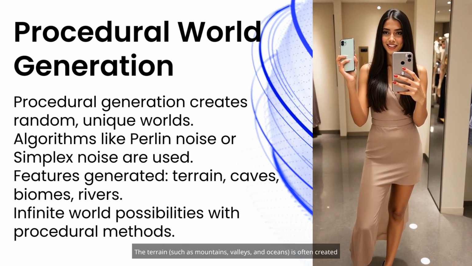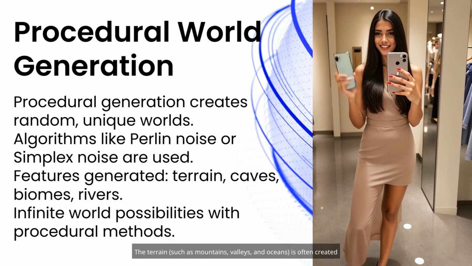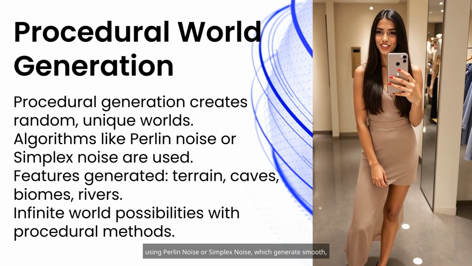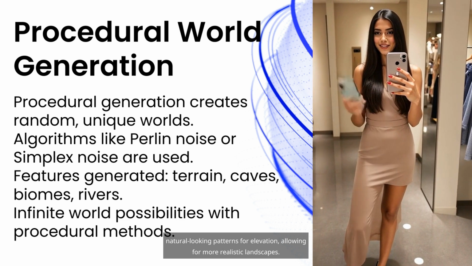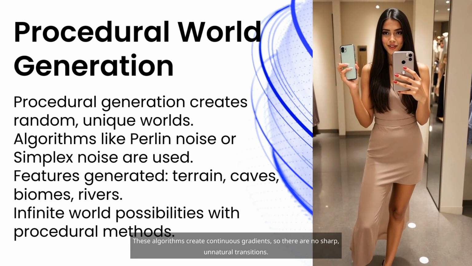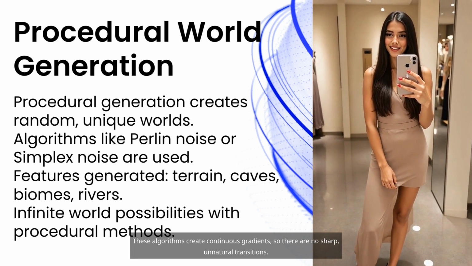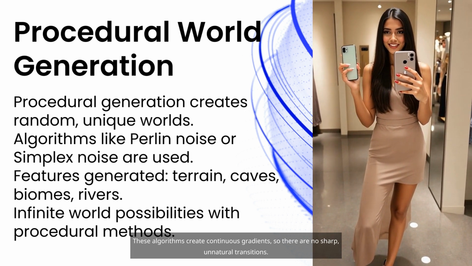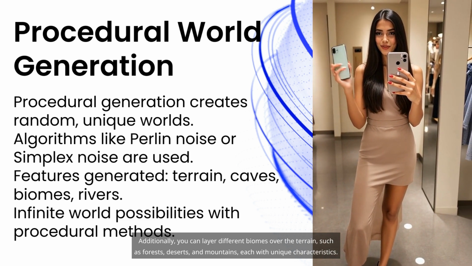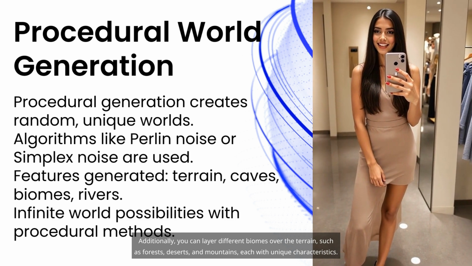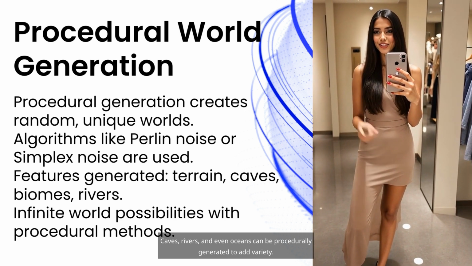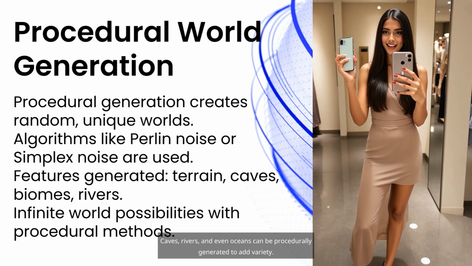The terrain, such as mountains, valleys, and oceans, is often created using Perlin noise or simplex noise, which generates smooth, natural-looking patterns for elevation, allowing for more realistic landscapes. These algorithms create continuous gradients, so there are no sharp, unnatural transitions. Additionally, you can layer different biomes over the terrain, such as forests, deserts, and mountains, each with unique characteristics. Caves, rivers, and even oceans can be procedurally generated to add variety.